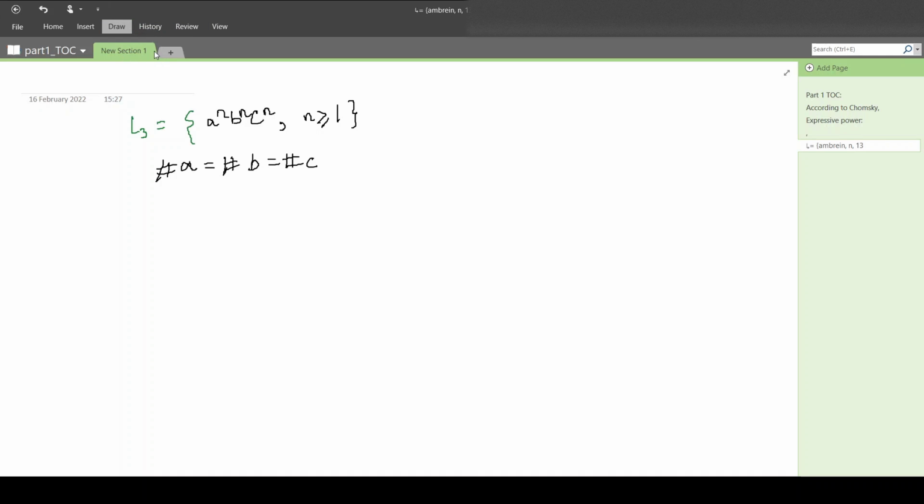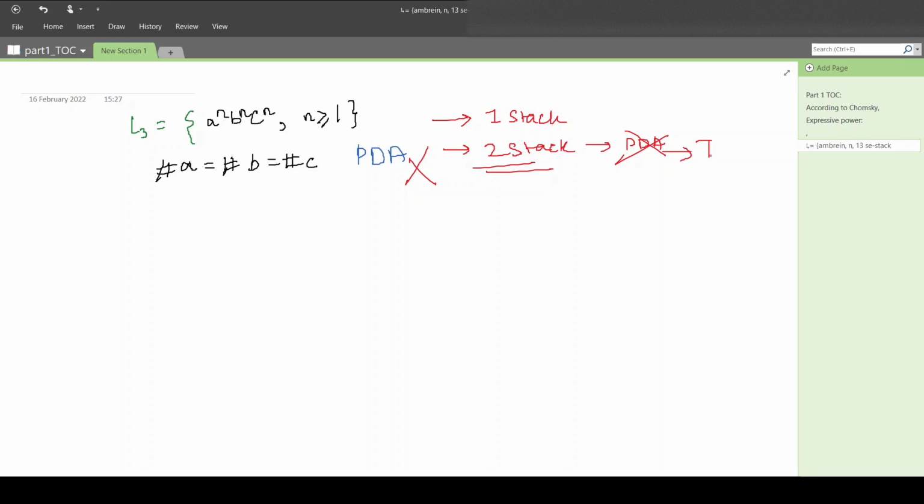So how will you do it? I'll not stretch that much, but I'll say that PDA will not be able to solve it. I'll just directly answer it because time is limited. PDA has only one stack. For finding the equality between all the three, we will need at least two stacks, which we don't have in PDA. So we'll go for Turing machine.